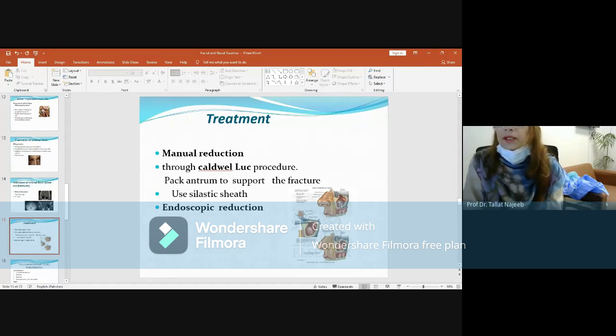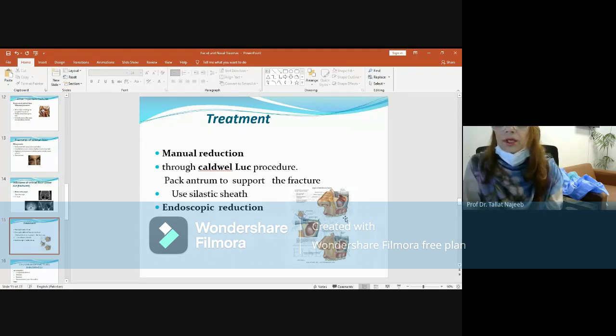Okay. Then this pack is removed after 5 to 6 days, and these fracture segments get healed, and there will be some silastic sheet between the fracture segments and orbital contents. Okay, so it will help in healing the fracture segments.